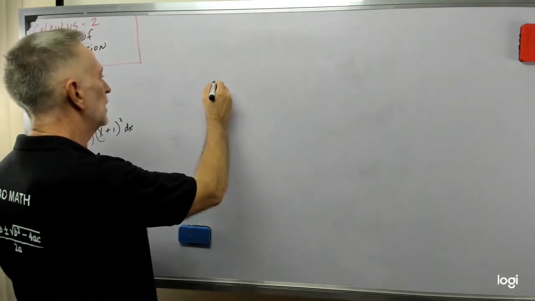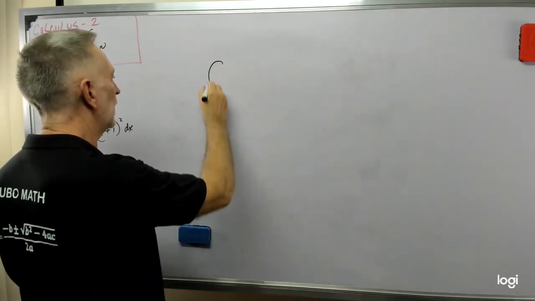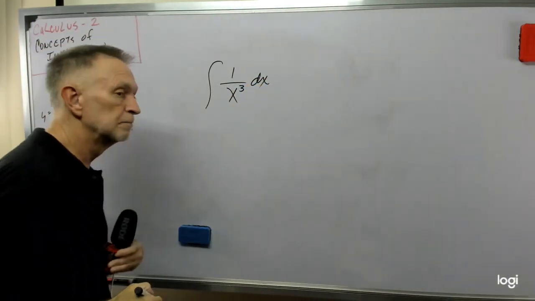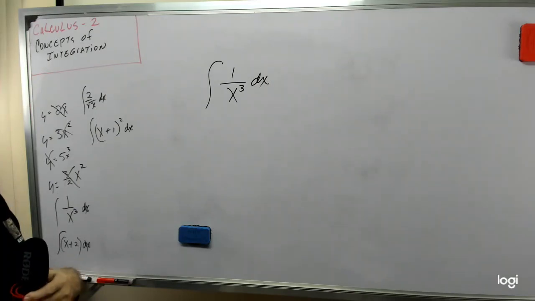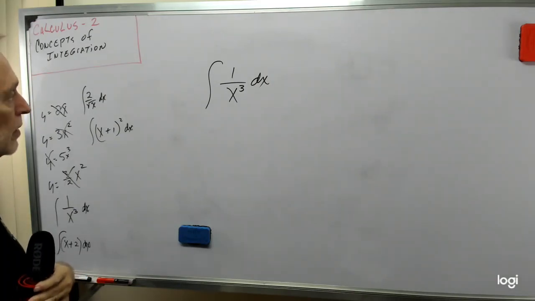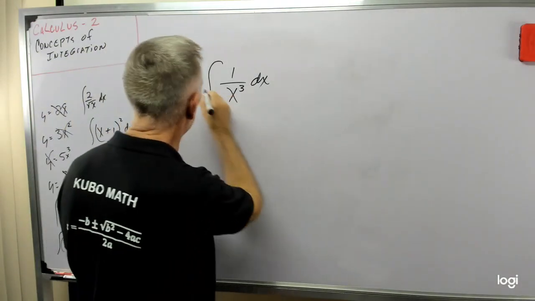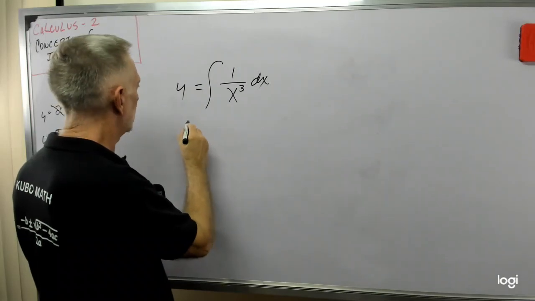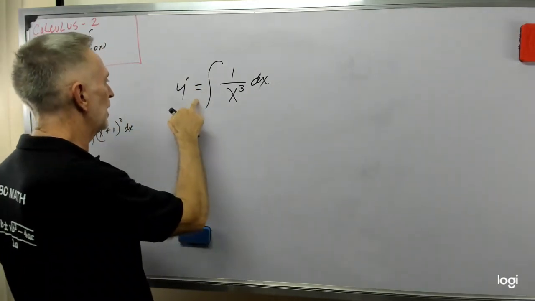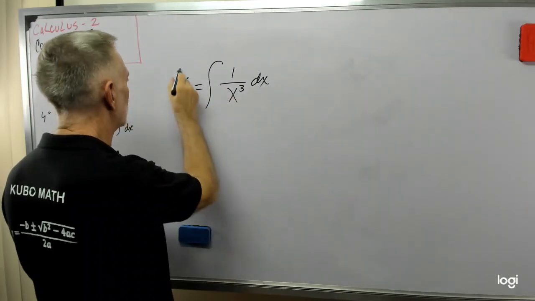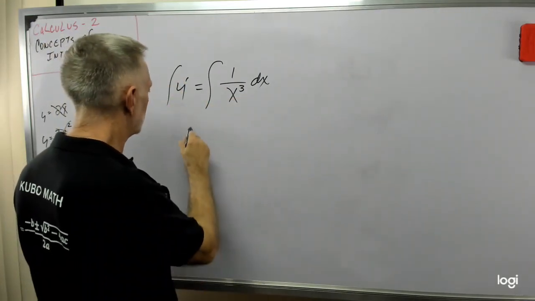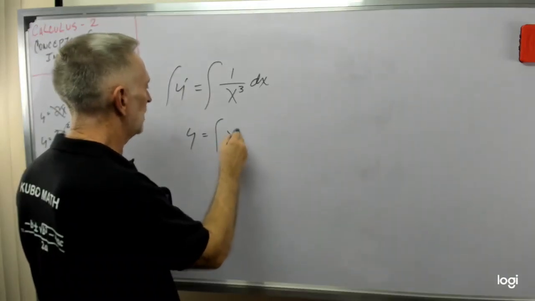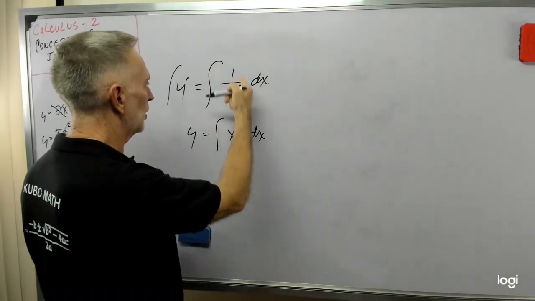Okay, here's a good one. Let's say I want the integral of 1 over x cubed dx. Whoa. I have an exponent in the denominator. Who cares? Let's rewrite that. So let's say that's y prime, and I'm trying to find the integral of that. So let's take the integral of y prime, which would give me y. And that's the integral of x to the minus 3 dx. I brought this to the numerator.